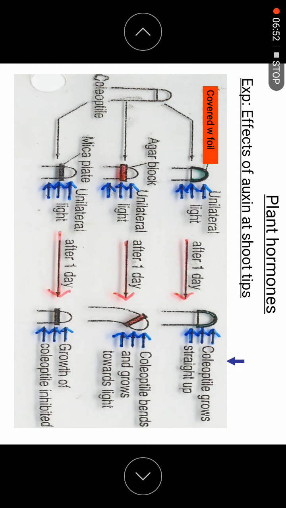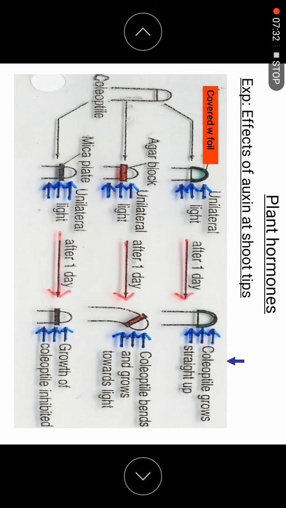Okay, all right. The second example is if I take the agar block. The agar block is representing the auxin. Even if I put the agar block, the auxin can still diffuse. It can even diffuse down or to the side away from the light, so the shoot is still bending to the right, where the light is coming from.